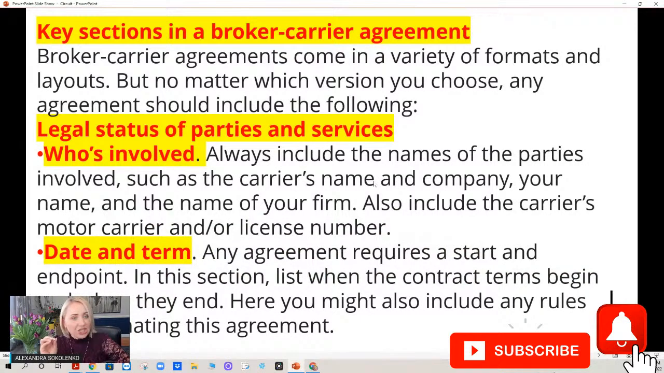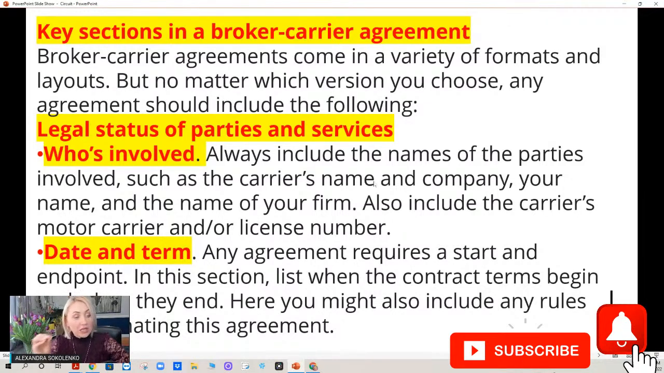The key sections of the broker carrier agreement, right? They come in different formats, different layouts, but it doesn't matter who the broker is. The information is always going to be the same. First, who is involved? Broker and carrier, right? So we need to exchange information about our carrier: our physical address, our capacity, how many trucks we have, what we are willing to do, and what we are not willing to do, right?